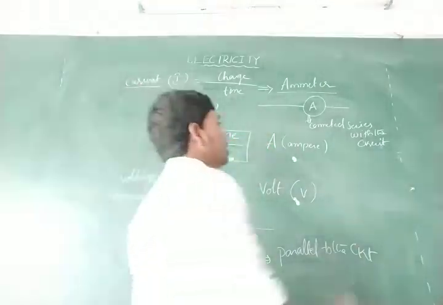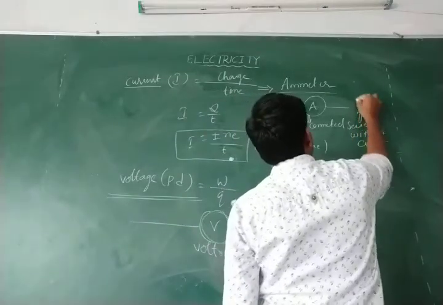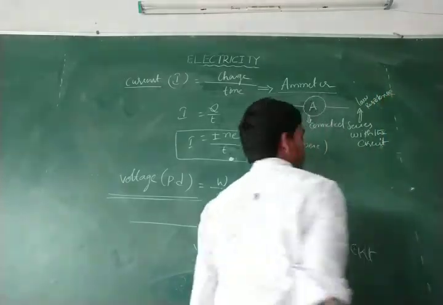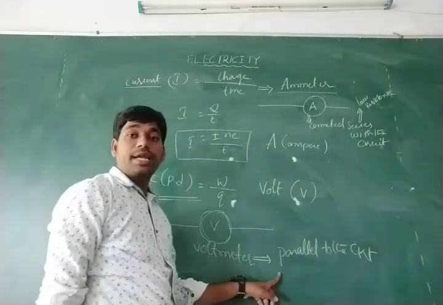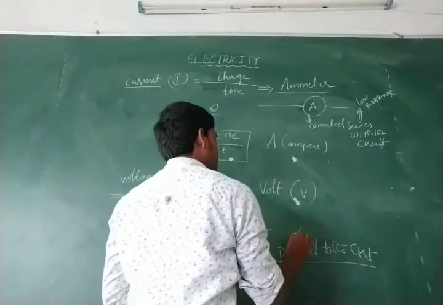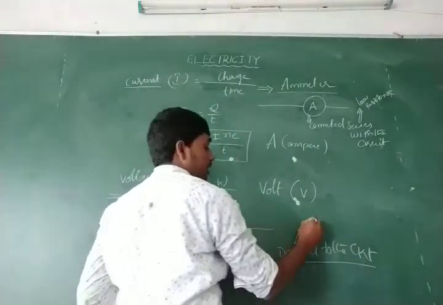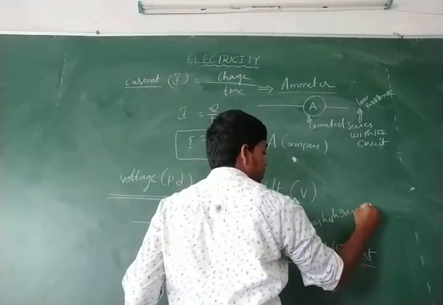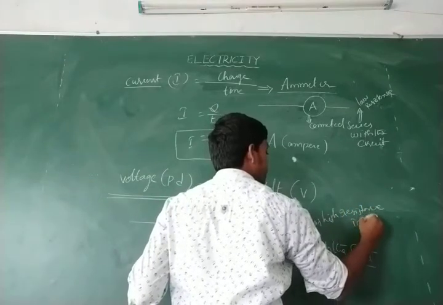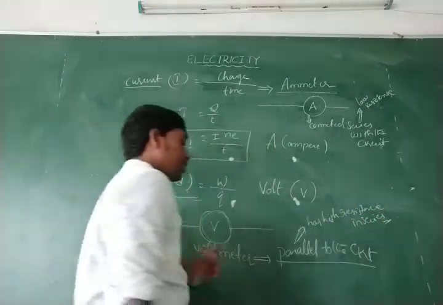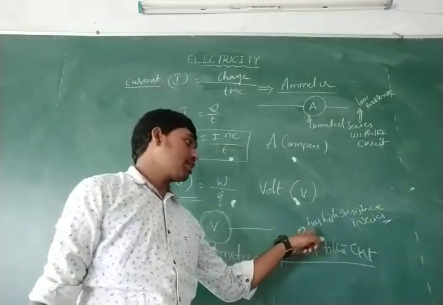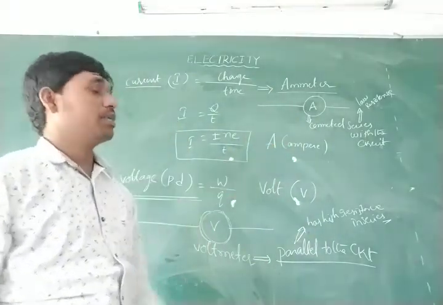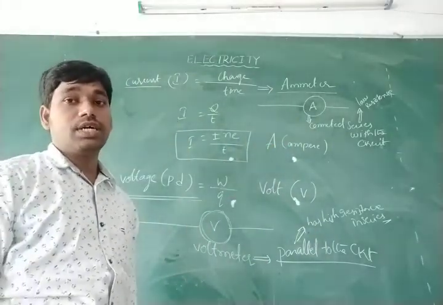Why do we have to connect the ammeter in series only? The reason is that the ammeter has low resistance. Why do we have to connect the voltmeter in parallel? Because the voltmeter has high resistance, and high resistance in series would disturb the circuit. That's the reason it is connected only in parallel, while the ammeter is connected in series because of its low resistance.